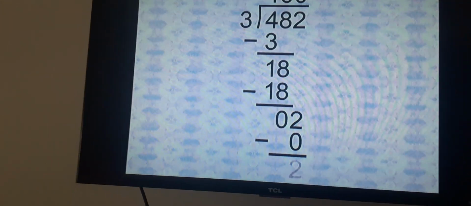Subtracting 0 from 2 still leaves us with 2. 2 becomes the remainder, and we know what to do with remainders. We put them beside the quotient. The R lets us know that this is the remainder. The answer to 482 divided by 3 is 160 with a remainder of 2.